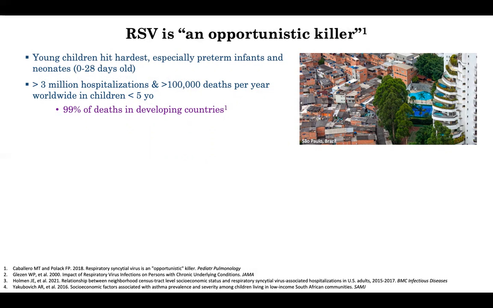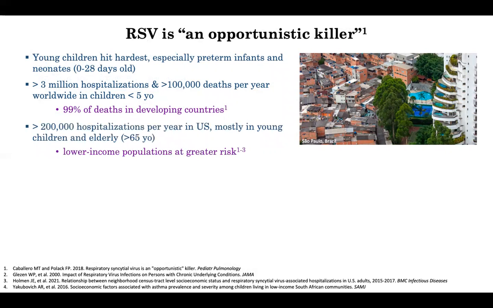99% of these deaths occur in developing countries, a figure that starkly reveals the crippling effects of poverty and societal dysfunction beyond the lack of economic opportunities we tend to emphasize. Indeed, the pandemic we're living through is teaching us much the same lesson. In the US, RSV is associated with over 200,000 hospitalizations per year, mostly in the very young and elderly. Consistent with global data, lower income Americans are at greater risk of hospitalization from severe RSV disease.